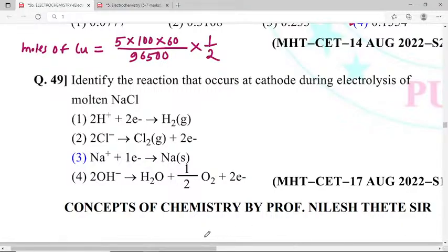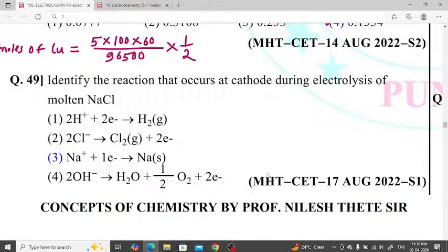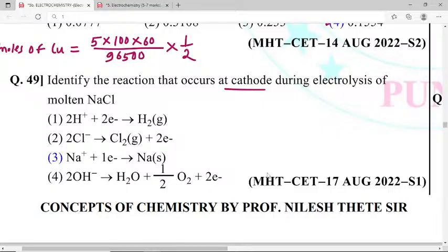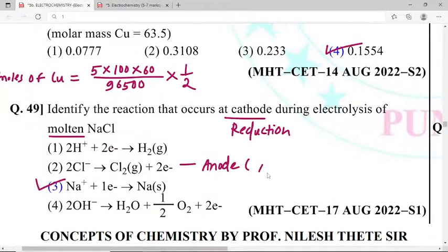Identify the reaction that takes place at the cathode. At the cathode, molten NaCl: Na plus plus 1 electron gives Na. So this is reduction. At the cathode, reduction takes place. And this is at the anode. Oxidation takes place at the anode.